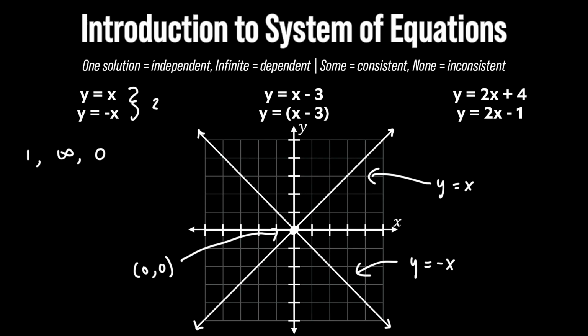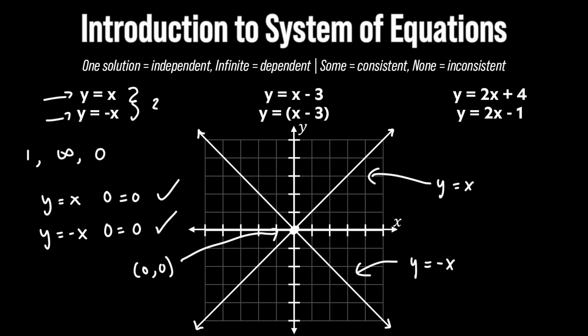Now we can test this by plugging in (0, 0) for each of these equations here. So for the first one, y is equal to x, that's going to be 0 is equal to 0. That's true. And for y is equal to negative x, that's going to be 0 is equal to 0 as well, which is also true. So because the point (0, 0) fulfills both of these equations, we know that it's a valid solution to the system of equations. Now, this is actually the only solution.